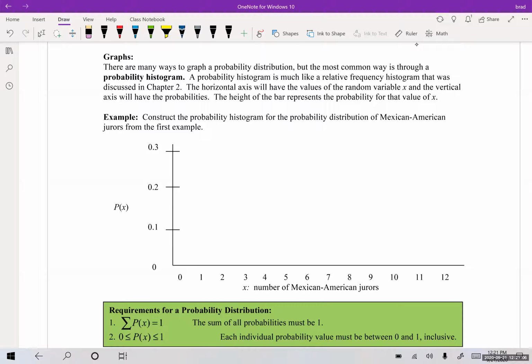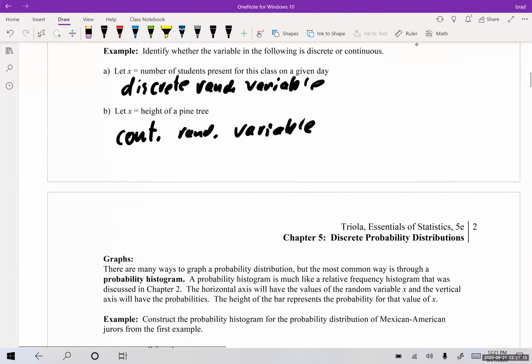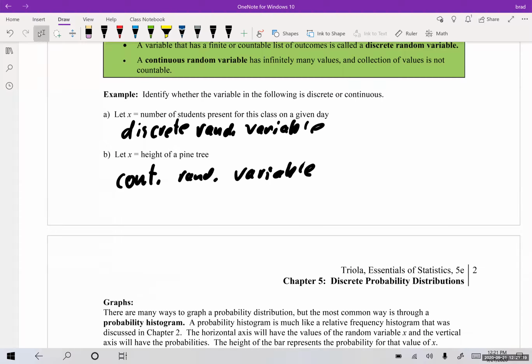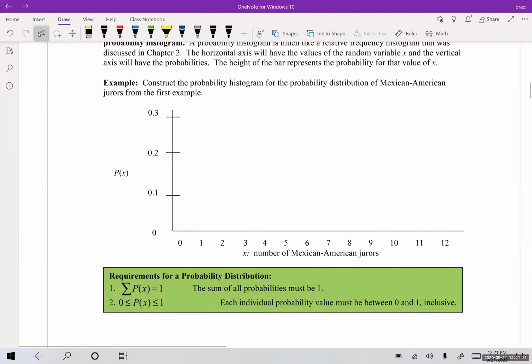Okay, so construct a probability histogram for the probability distribution from the previous table. So we're going to go for X equals 0 jurors that were Mexican American. So 0, 1, 2, and 3 all have no jurors. So let's go here. Let's go here. Let's go here. Okay. Then you know what I'm going to do? I'm going to make it the midpoints.